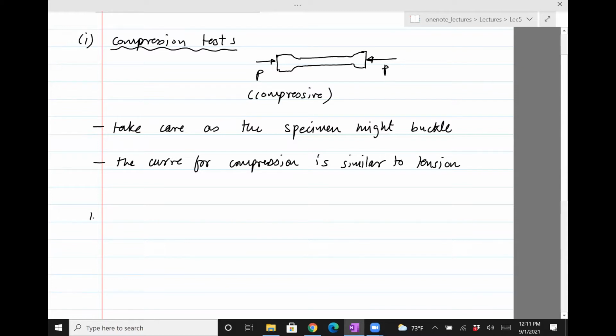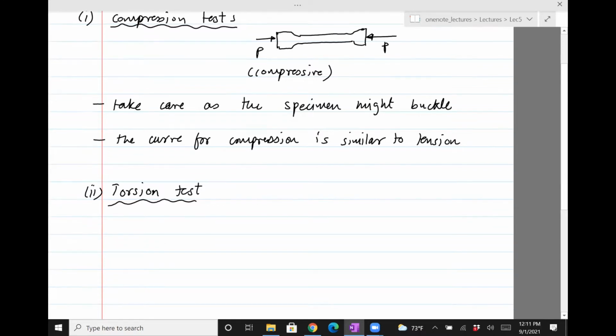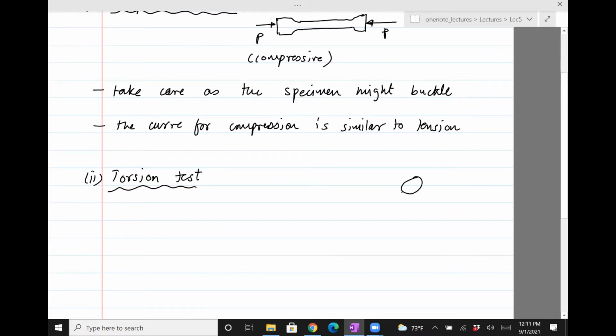The other test which people are interested in is the torsion test. Sometimes you have things which are subjected to torsion, like rotary things, and that leads to shear stress, and you want to ensure that things don't break in shear. So what you do here is you take a specimen, which is usually cylindrical, and then you load it with a torque. So tau is the torque. And let's say the specimen length is L0.